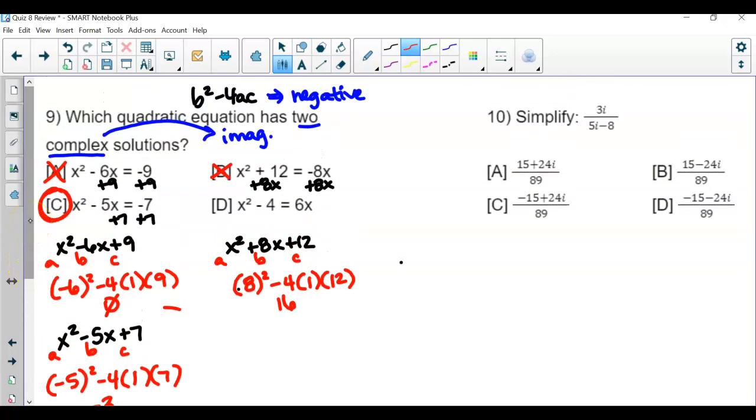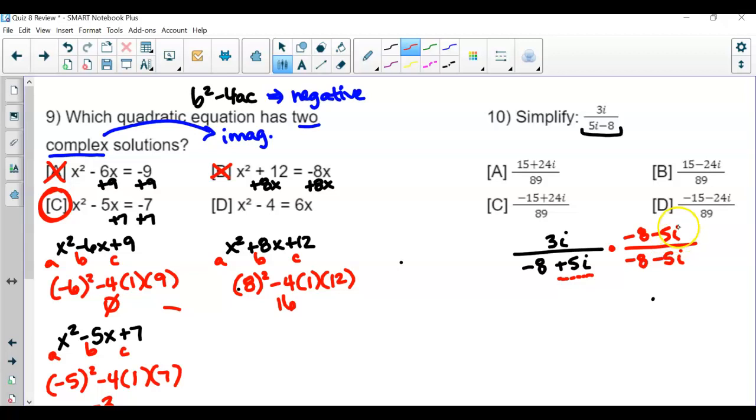Question number 10. We're simplifying, but notice this is not in standard form, the denominator. So I'm going to rewrite this as 3i over, that should be negative 8 plus 5i. Now I can multiply by the conjugate. Well, what's the conjugate? Always change the sign of the imaginary. So this is negative 8, but now minus 5i. That is the conjugate. So negative 8 minus 5i.